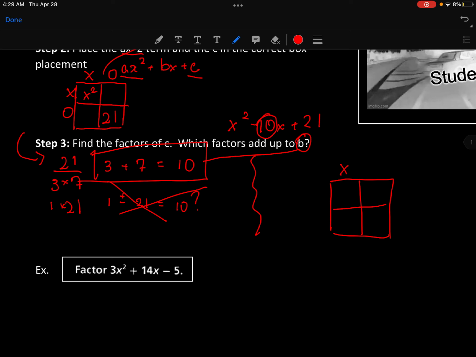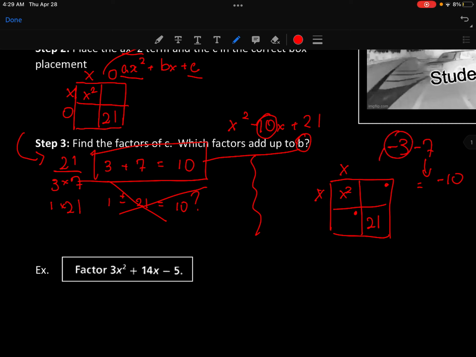We have x squared and 21. Now these two boxes, this one and this one, they have to add up to b, which is negative 10. How would I do that? Well, we can maybe do negative 3 minus 7, which gives you negative 10. Aha. Then these are the factors.